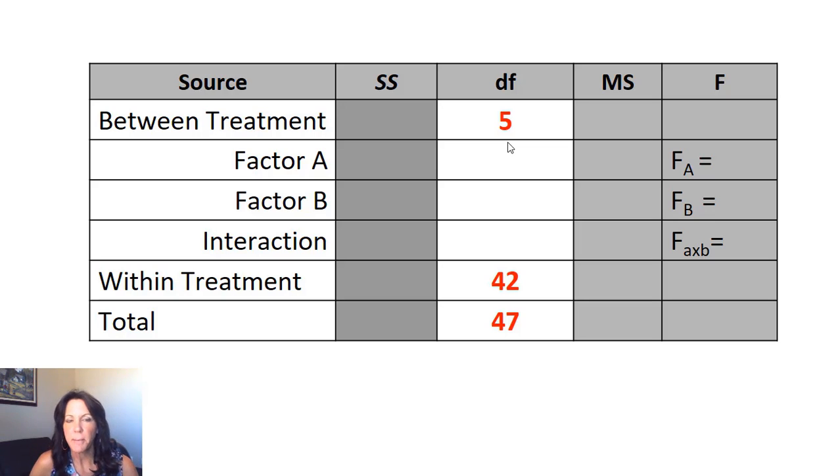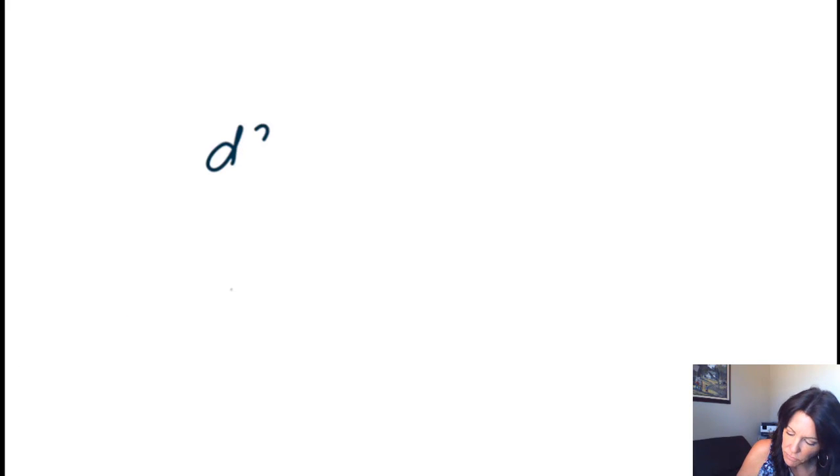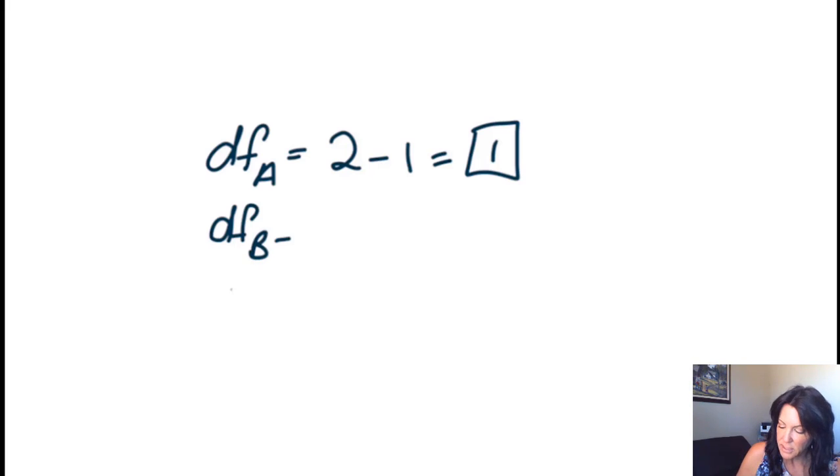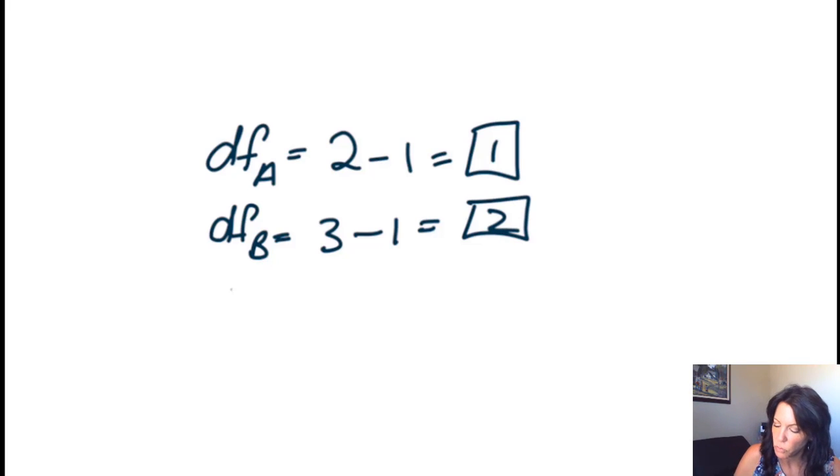The next thing I'm going to do is take that between treatment degrees of freedom and split it out between factor A, factor B, and the interaction. We'll start with the degrees of freedom for factor A, which is the number of rows minus 1. We had 2 different rows, 2 different exercise conditions, so 2 minus 1 gives me degrees of freedom of A of 1. Degrees of freedom for factor B is equal to the number of columns minus 1. We had 3 different calorie groups, so 3 minus 1 gives us degrees of freedom for factor B of 2.